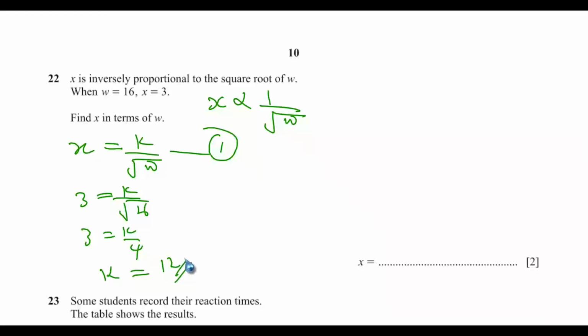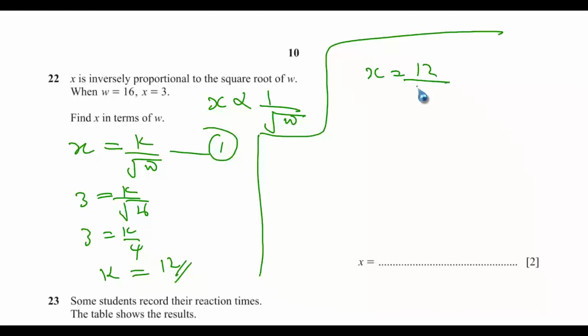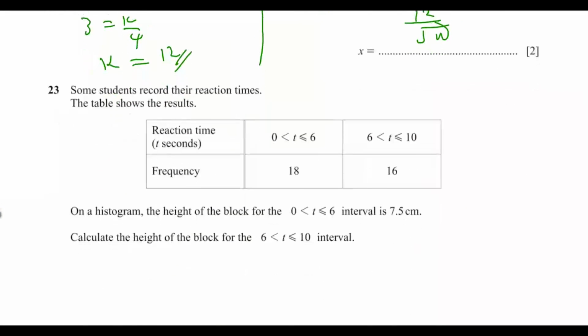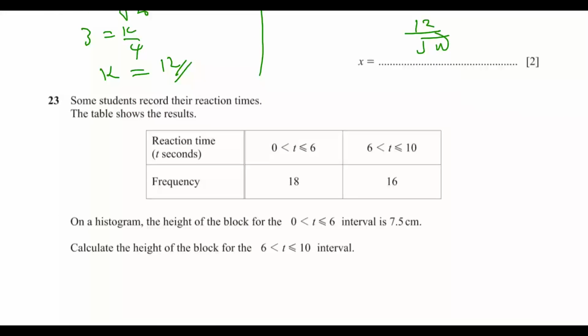If you substitute k equals 12 into equation 1, we have x equals 12 over square root of w. Then find x in terms of w. So this will be the answer: x will be equal to 12 over square root of w. So let's go to the next question. This is question 23. Some adults record their reaction times.